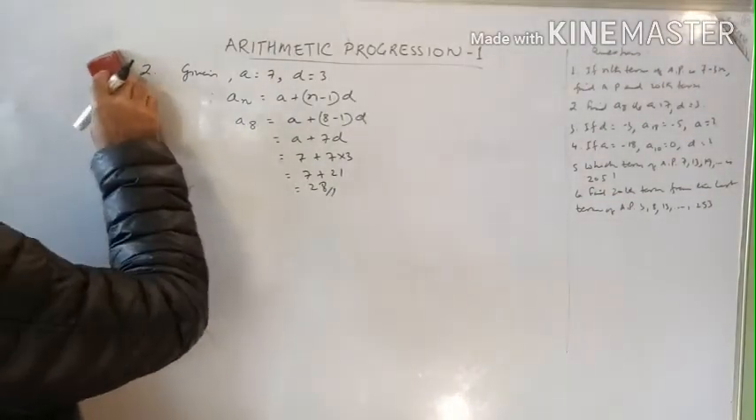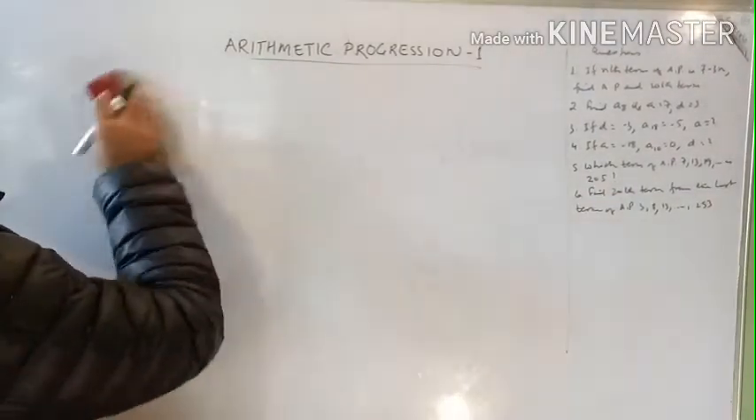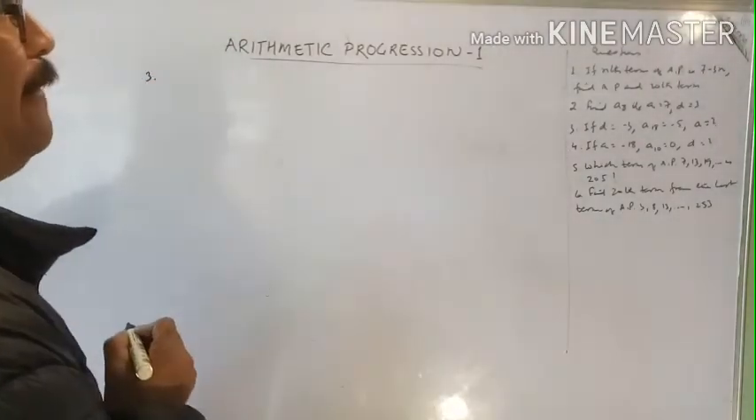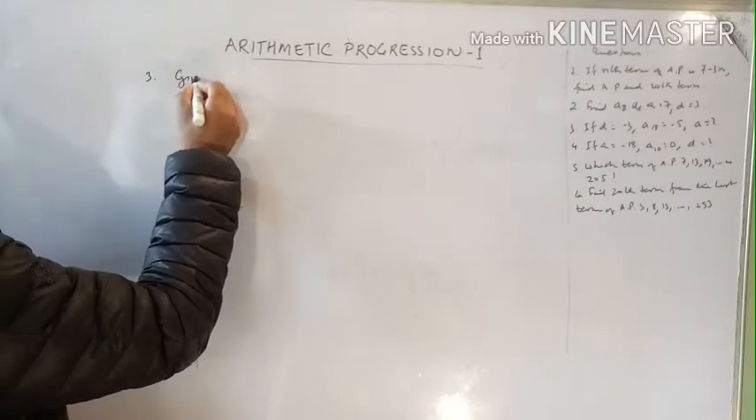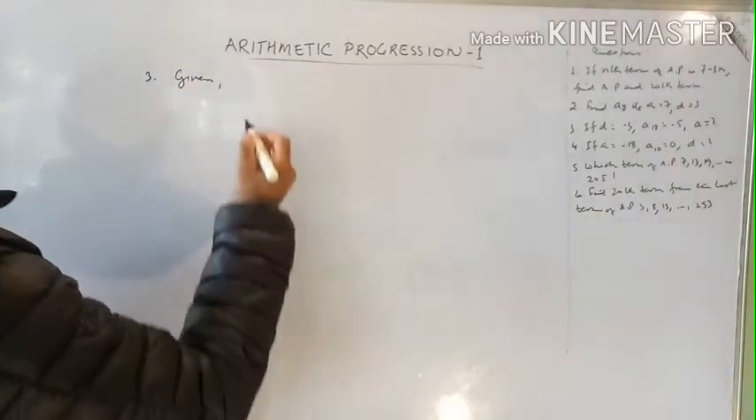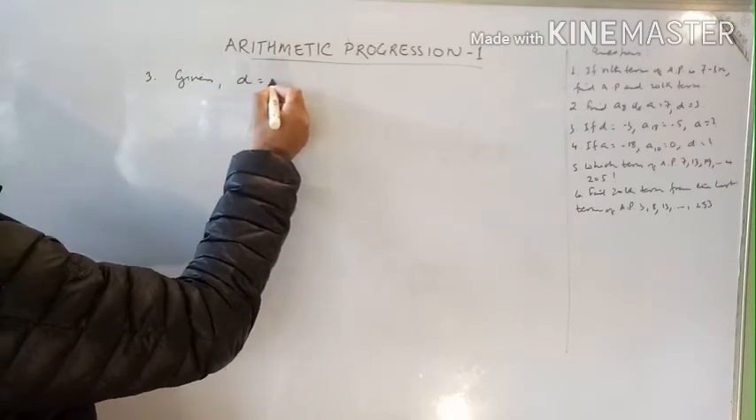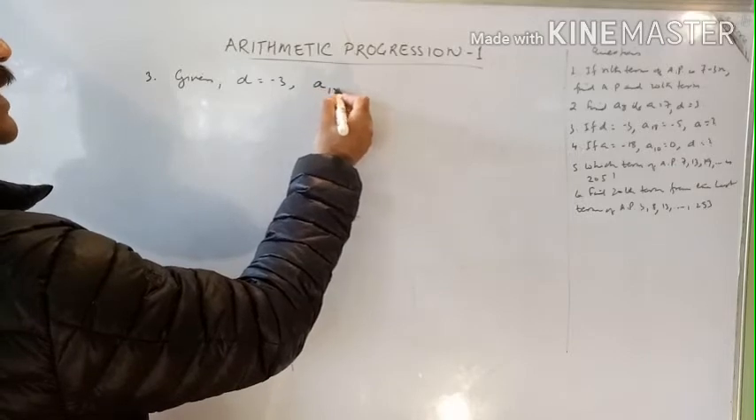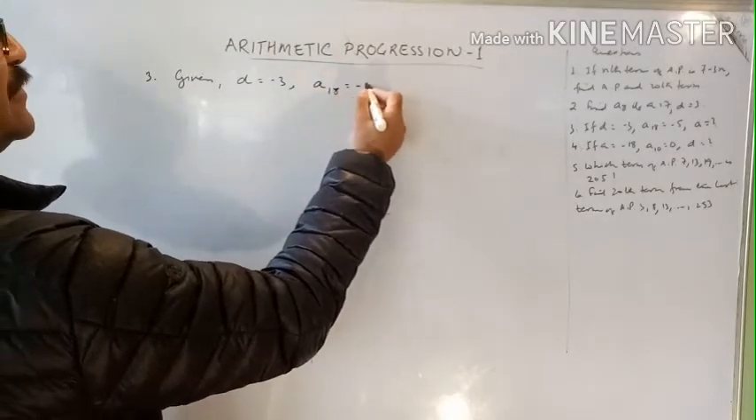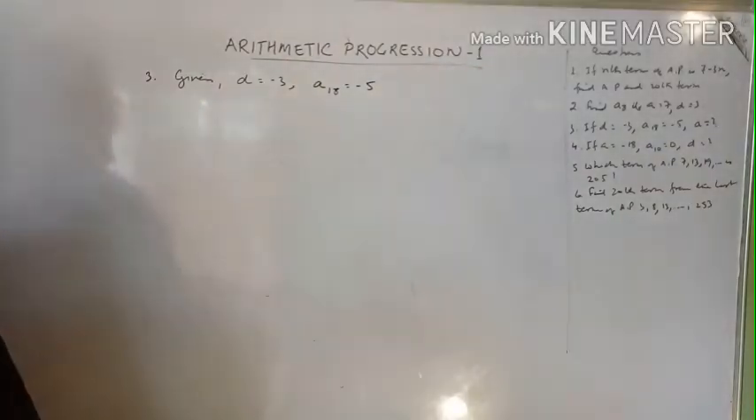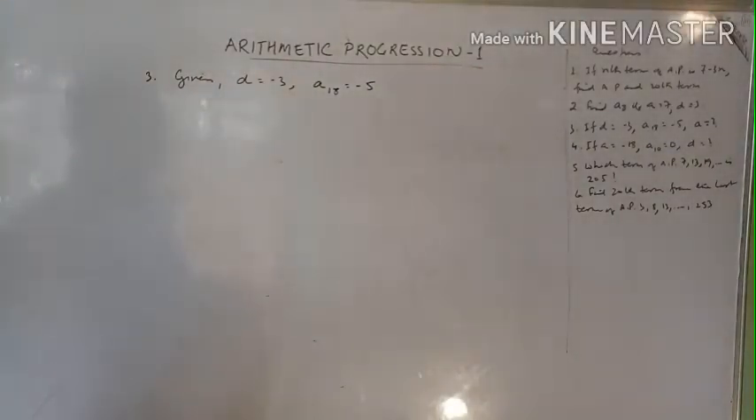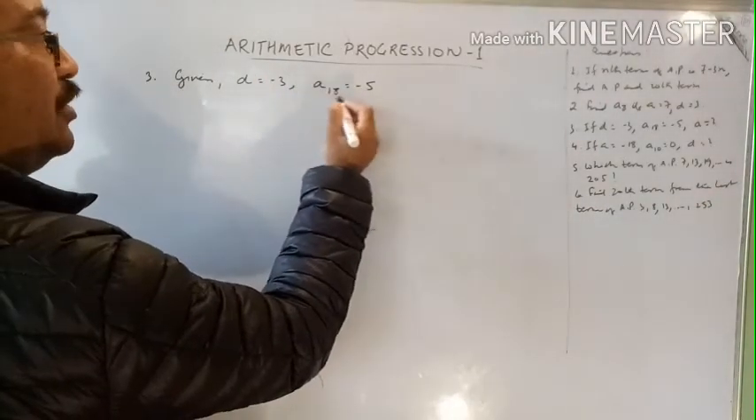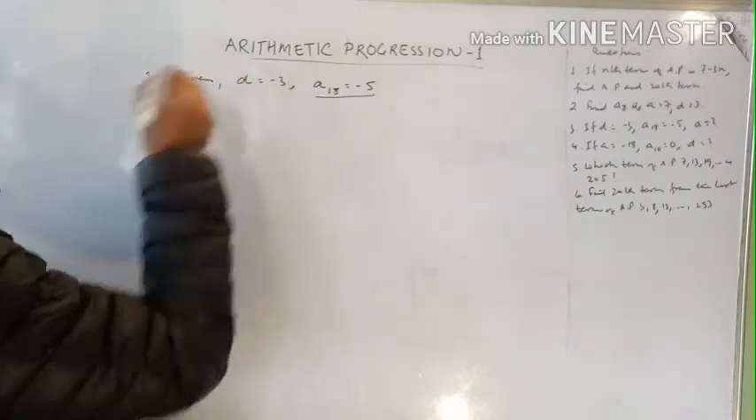Now let's take question number 3. Given D equal to minus 3, common difference is minus 3, and A18, the 18th term, is equal to minus 5. So what is A? Means what is the first term? Since A18 is given, we use the formula for 18, and we put the value of D.